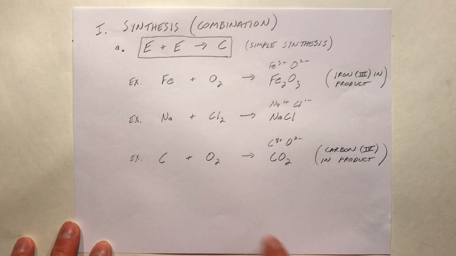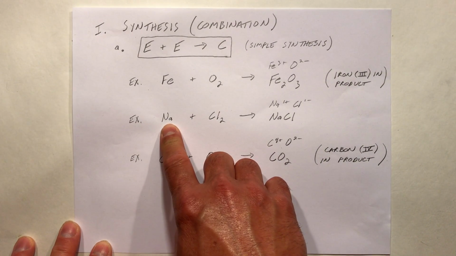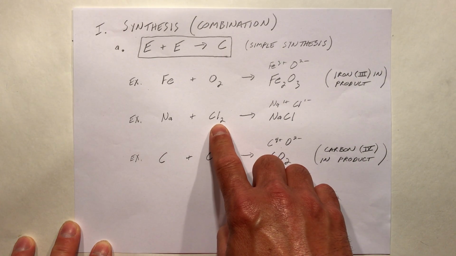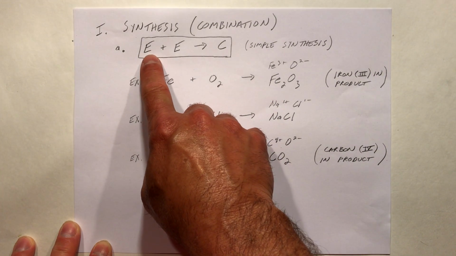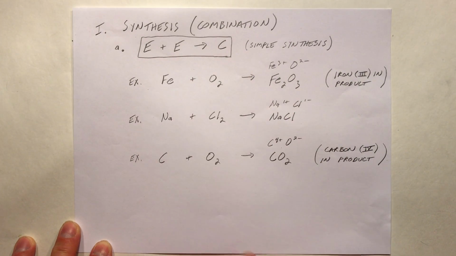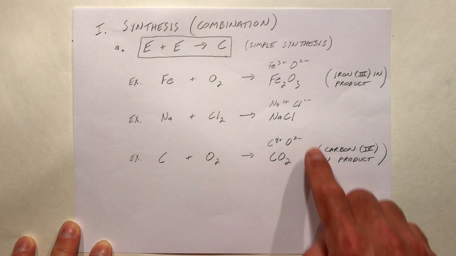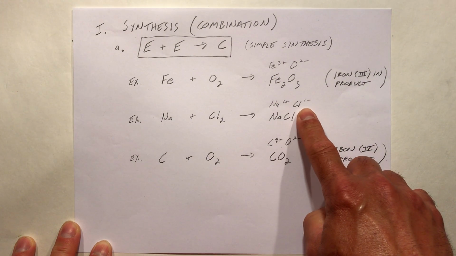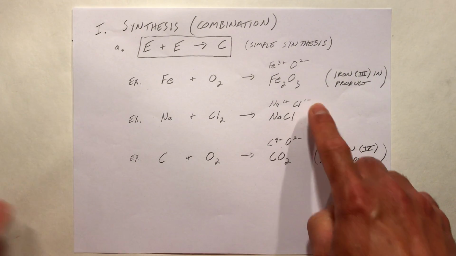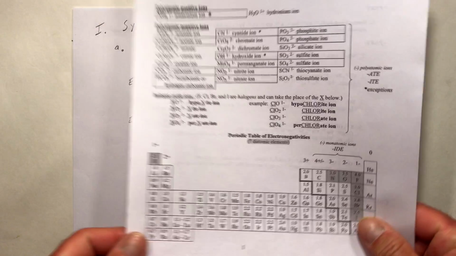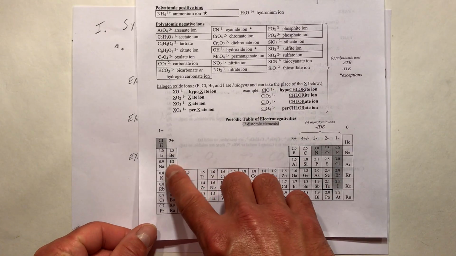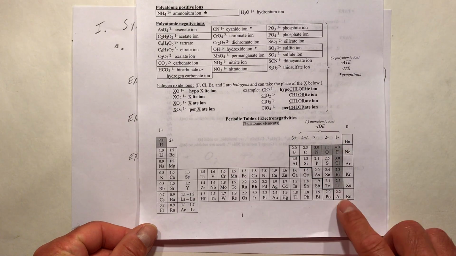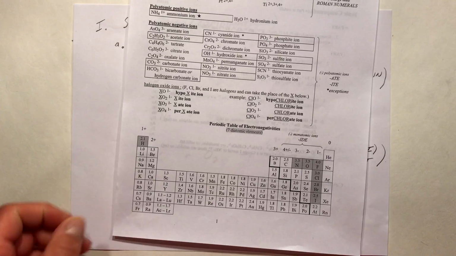Here's another example. Sodium combines with chlorine, which is also a diatomic element. Again, in this simple synthesis, an element and an element forms a compound. So we take the sodium, which is a 1+ ion, and combine it with chloride, which is a 1- ion. Now, many of these monatomic ion charges can be determined, like sodium in the 1+ column and chloride in the 1- column, by just looking at the periodic table.